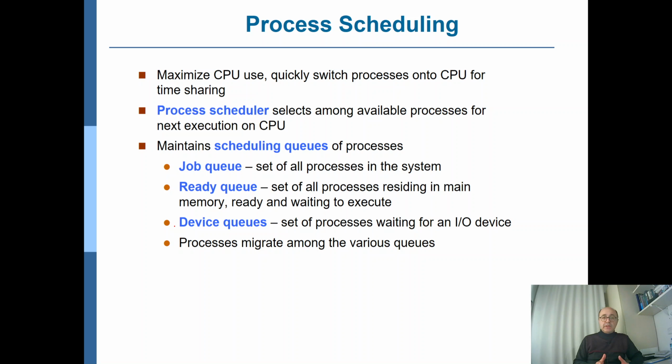And the processes migrate between these various queues. Like the process could be earlier in the ready queue, then it wants to do some I/O, so it goes into the device queue for that I/O device. When it is done, it goes back to the ready queue, and this time it can go to the queue of another device or maybe another event. So the processes change between these queues all the time.